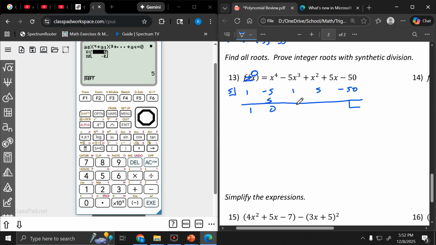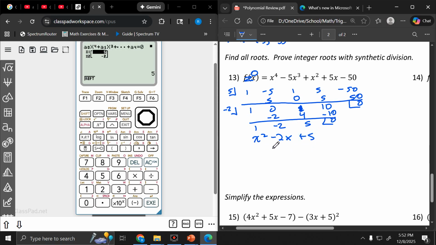Multiply, add. And now I'll do the next one, negative 2. That's a 1 right there. All right, so I have x squared minus 2x plus 5.